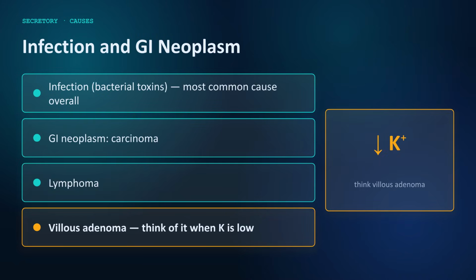Now the causes. The single most common cause of secretory diarrhea overall is infection, specifically bacterial toxins acting on the epithelium. In a patient with chronic symptoms, though, you have to go further down the list. Gastrointestinal neoplasms come next: carcinoma, lymphoma, and villus adenoma. The villus adenoma is the classic one to remember.